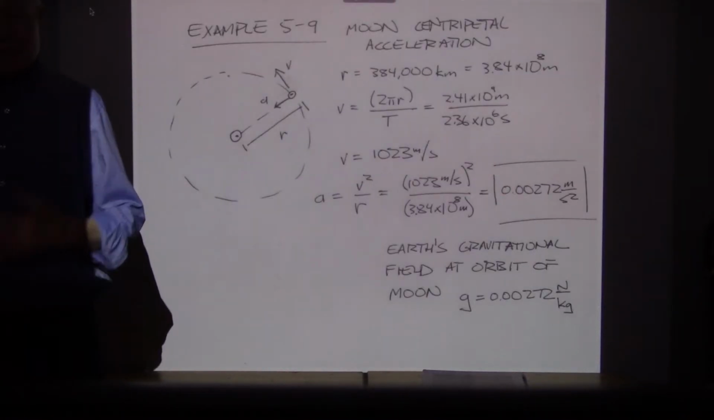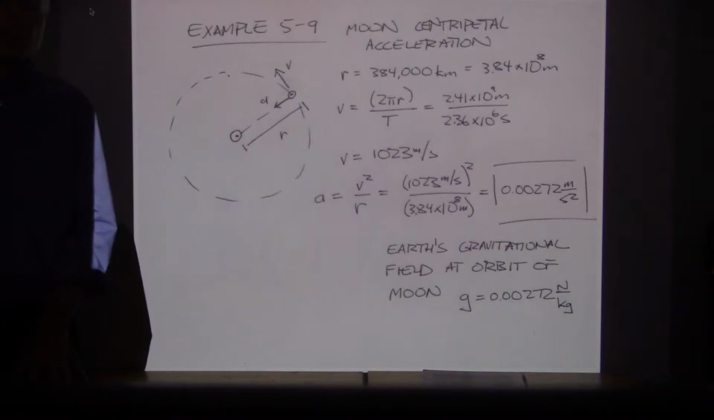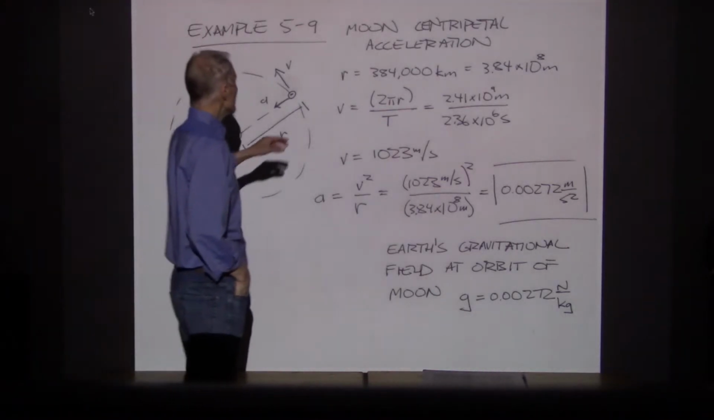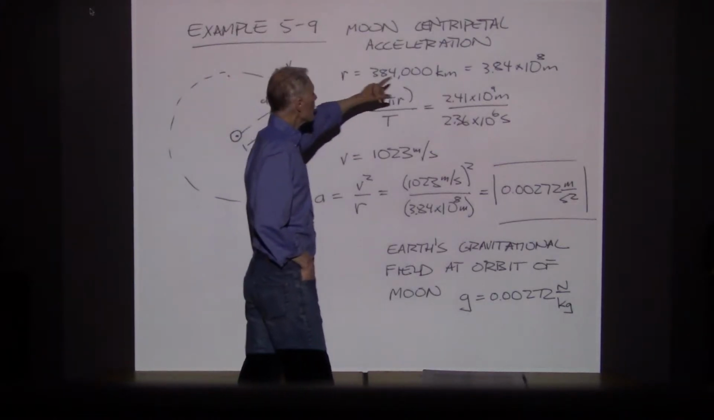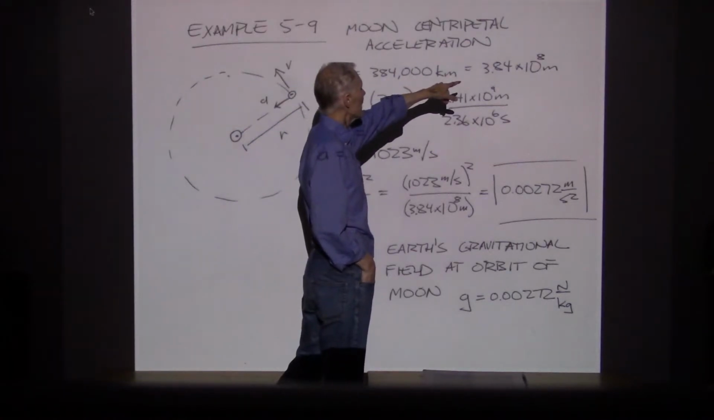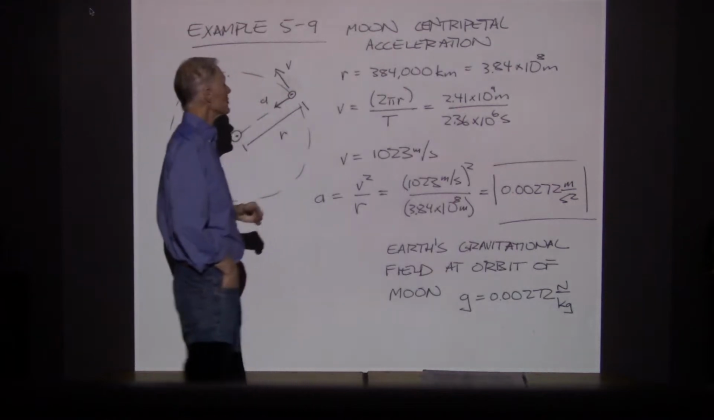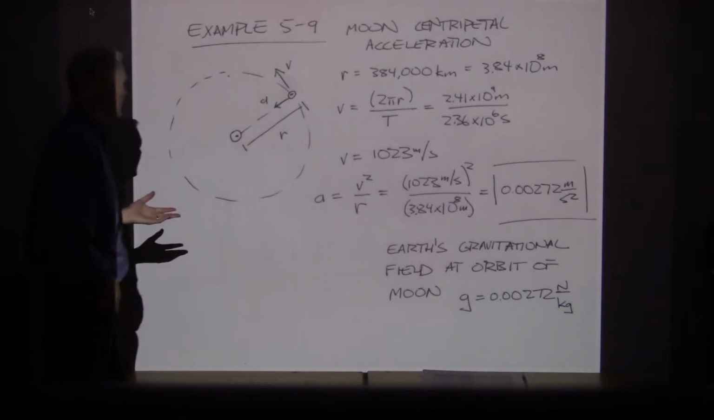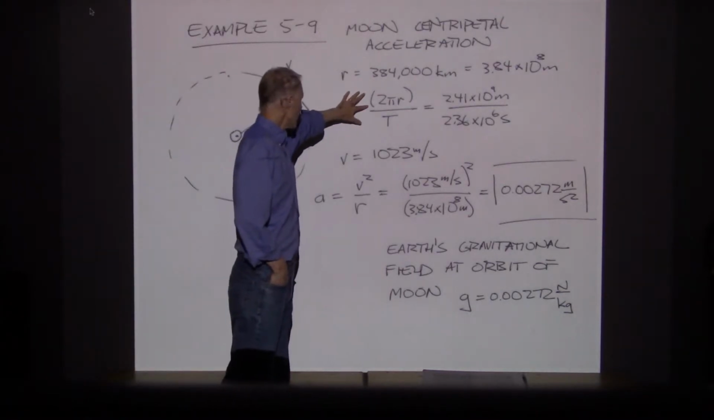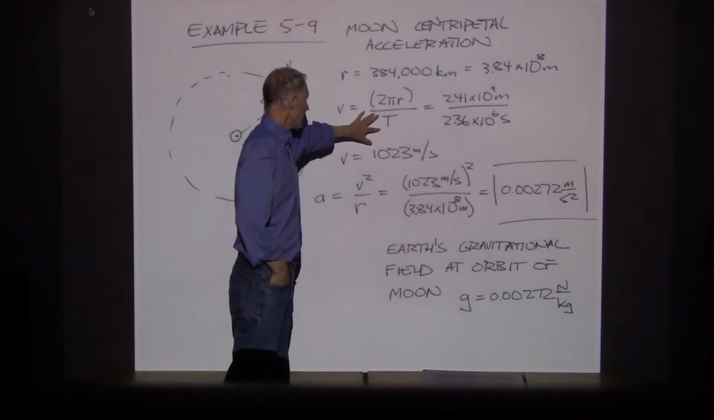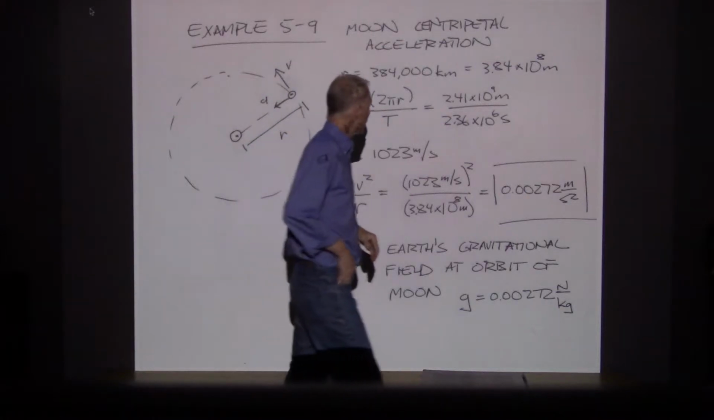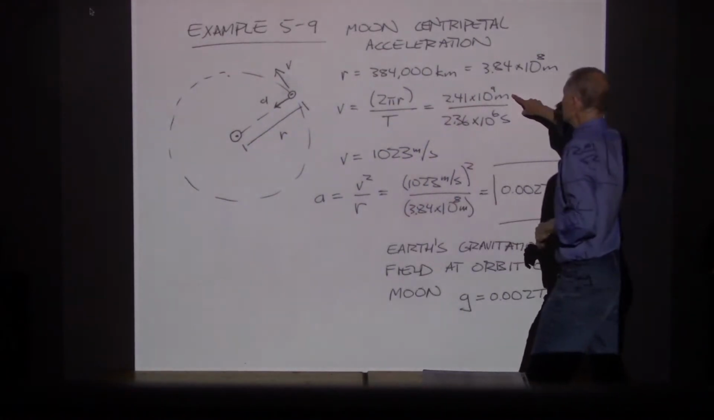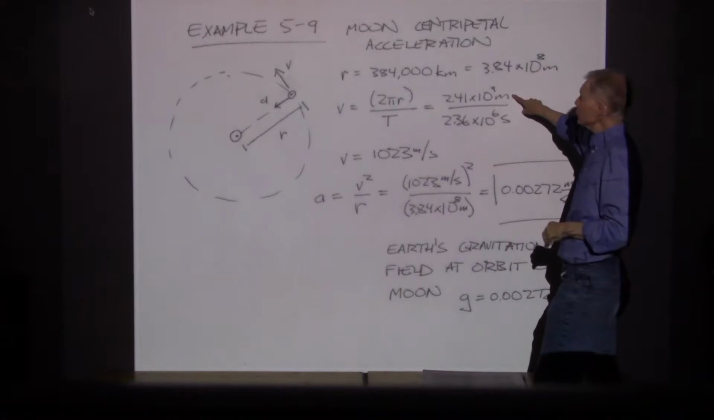Now, we probably still want to put everything in terms of meters and seconds. So let's get everything into standard units. The radius then works out to be 3.84 times 10 to the 8th meters. Good time to be using scientific notation here. The velocity is going to be a circumference, 2 pi r, divided by the period. Now, the 2 pi r worked out to be 2.41 times 10 to the 9th meters.